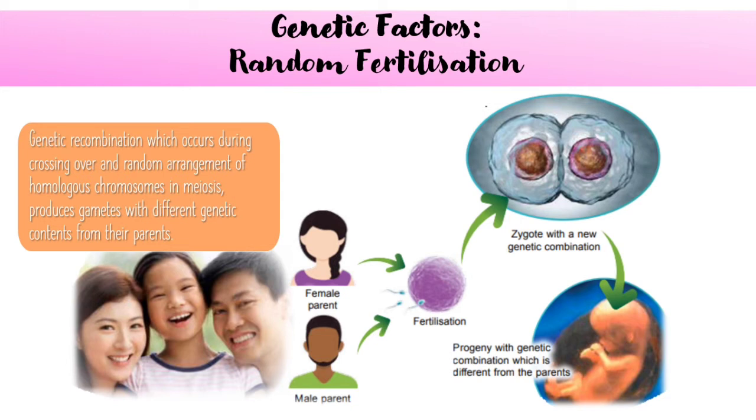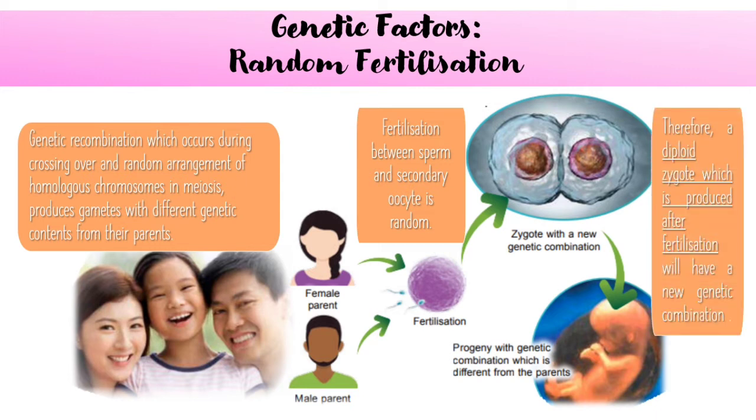So after that, the gametes will fertilize. Fertilization between sperm and secondary oocyte is random. Therefore a diploid zygote which is produced after fertilization will have a new genetic combination.